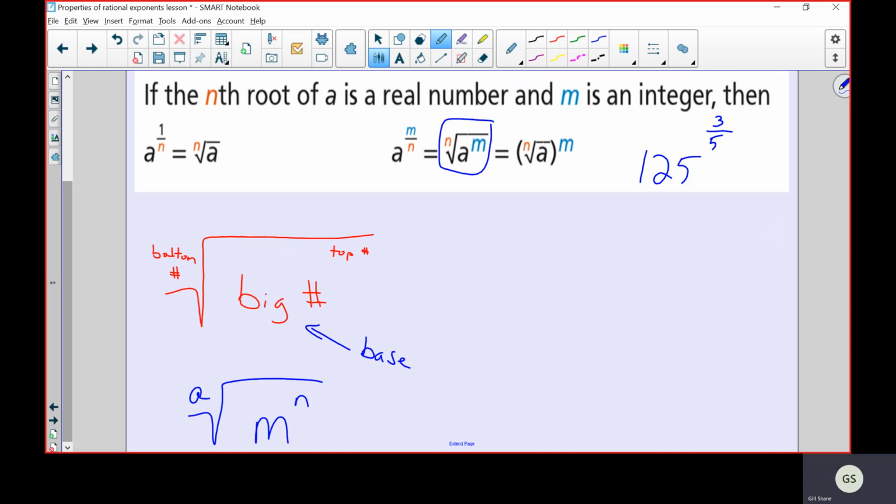So what's the big number? Which one is going to be the top number out of all of this? Nope, A is not the big number. Is that an A? That's the big number. M is the big number.